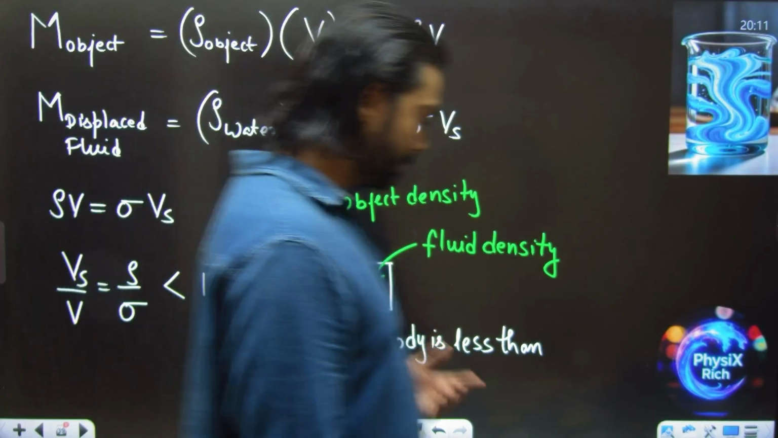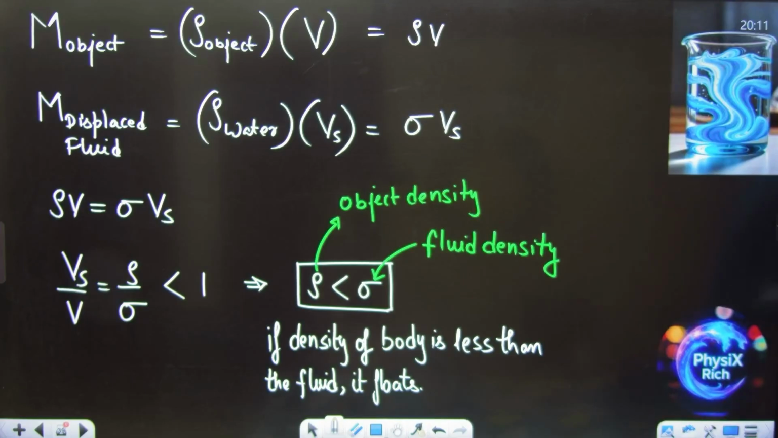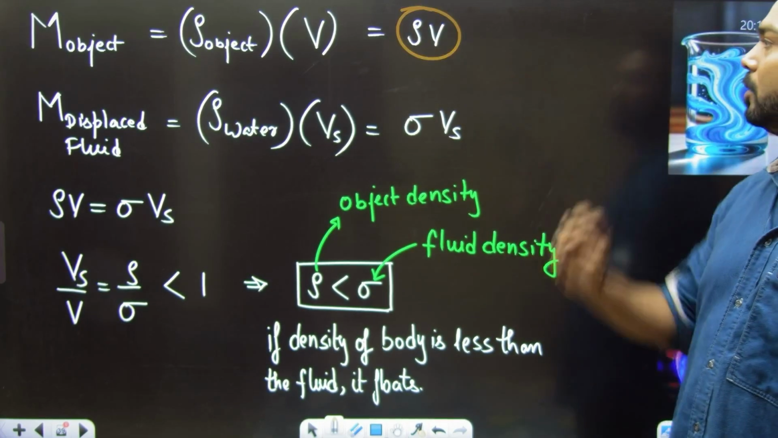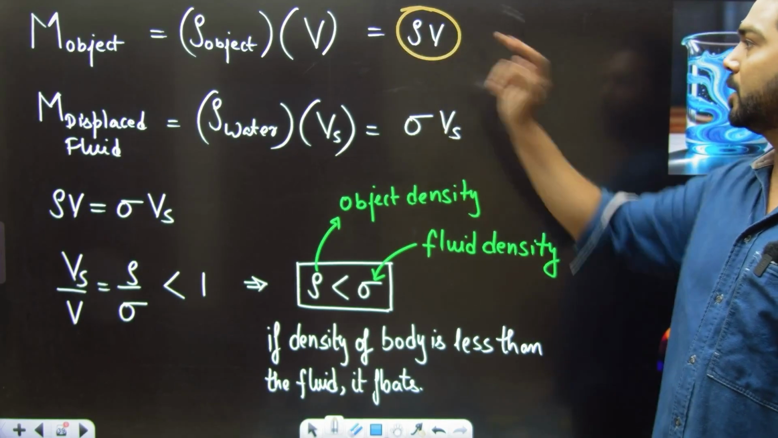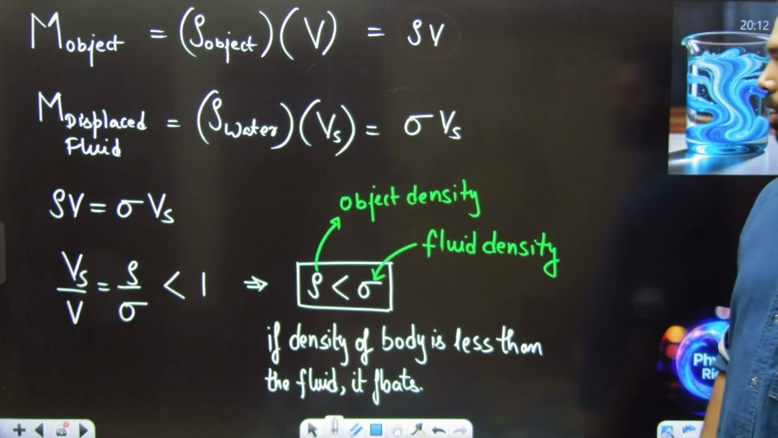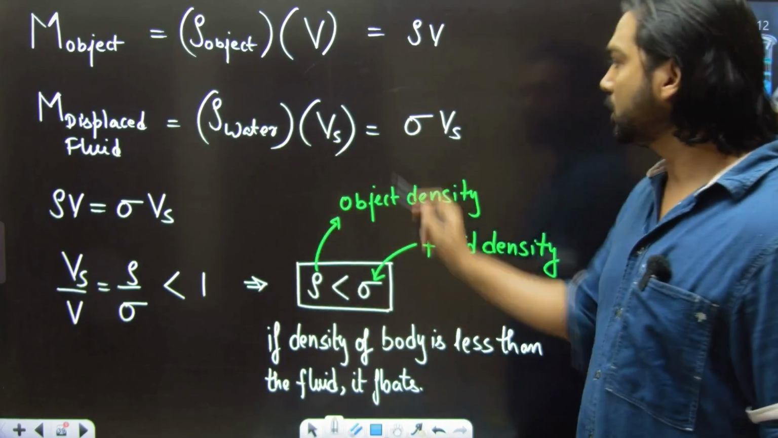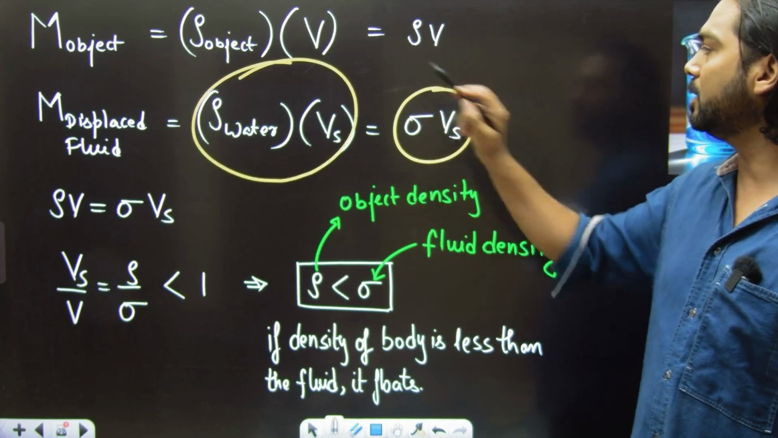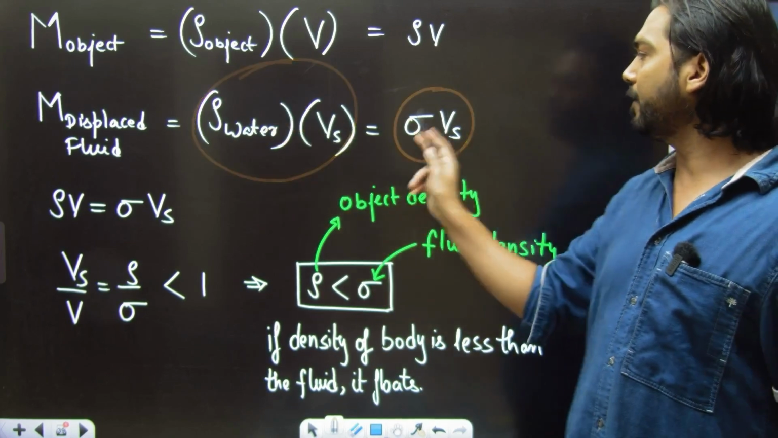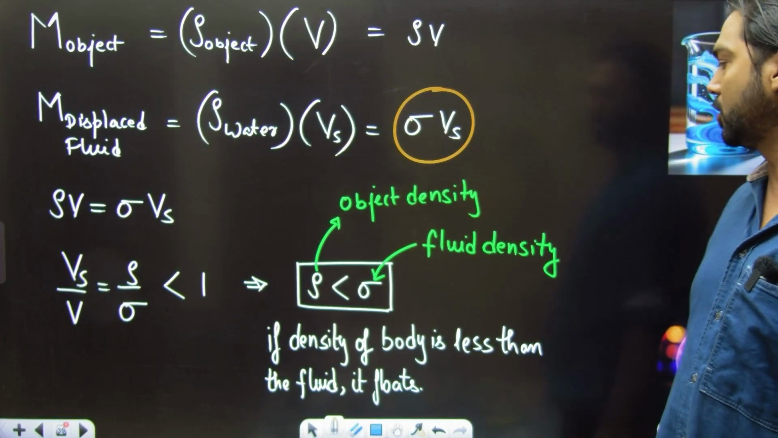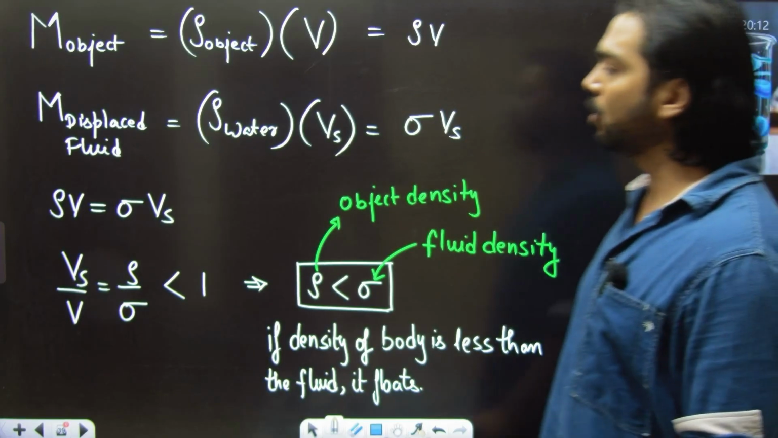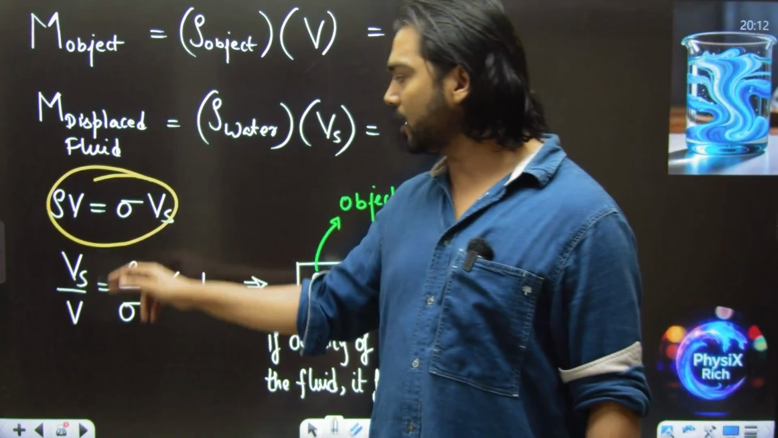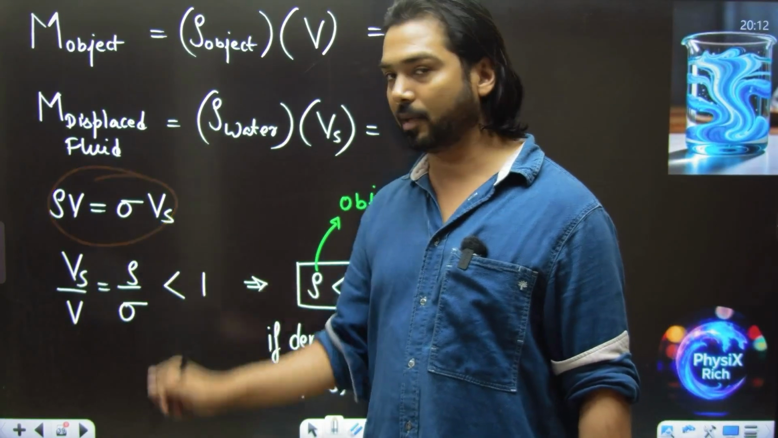So what's happening here? Mass of the object is rho V, where V is the volume of the object and rho is the density of the object. Mass of the displaced fluid is the density of water times the submerged volume. I've taken the density of water to be sigma, and Vs is the submerged volume. So that's why rho V should be equal to sigma Vs. Now you see, guys, by that logic I get Vs by V equals rho by sigma.